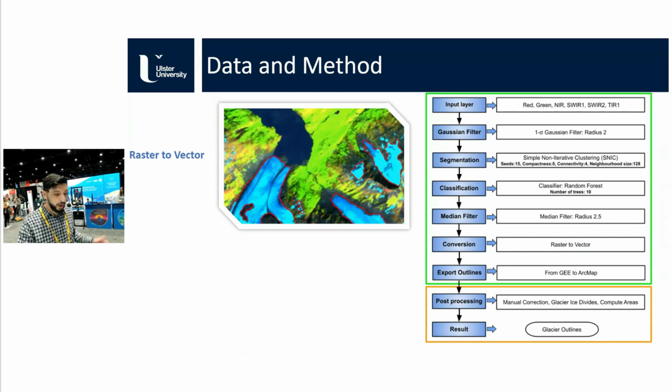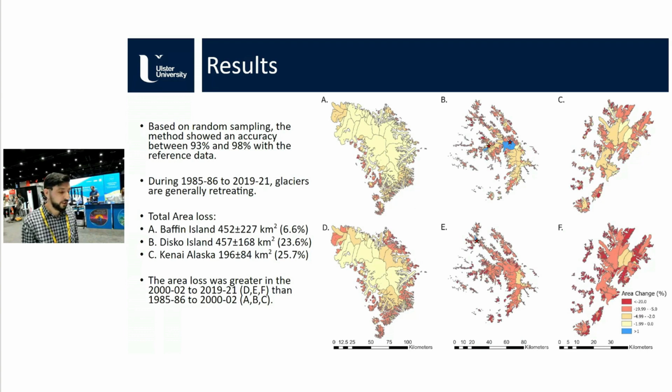So this is our whole automated methodology in Google Earth Engine, which is represented by the green box. We used this methodology and tested it in different parts of the Arctic. For further analysis and post-processing, we export these outlines from Google Earth Engine to desktop software, such as ArcMap and QGIS, to compute each glacier's changes and to compute the method accuracy. The method showed an accuracy between 93 and 98% based on random sampling.